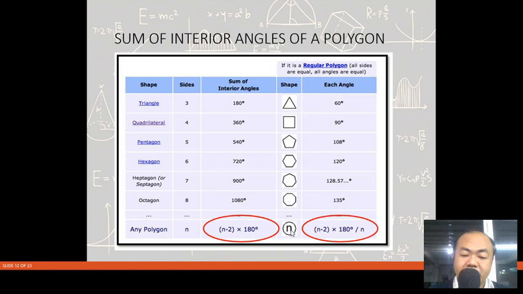Please memorize the formula. We will use a lot of formulas here, so you need to memorize all the formulas. Please don't use the wrong formula for the wrong question, okay, because you will get the wrong answer later.